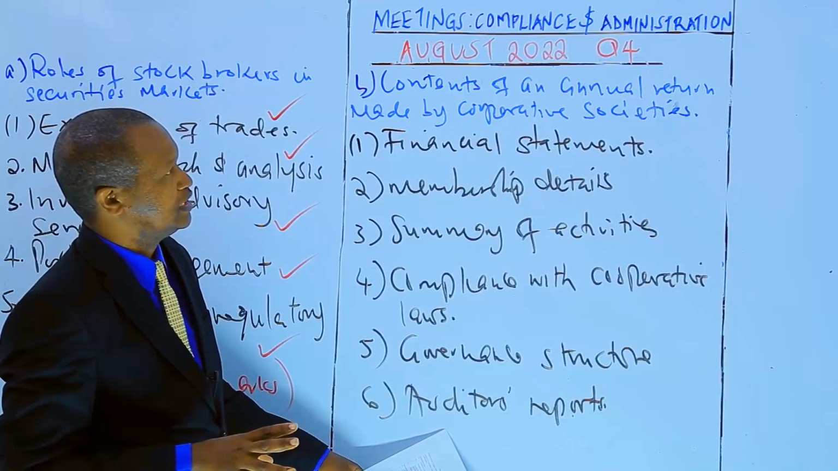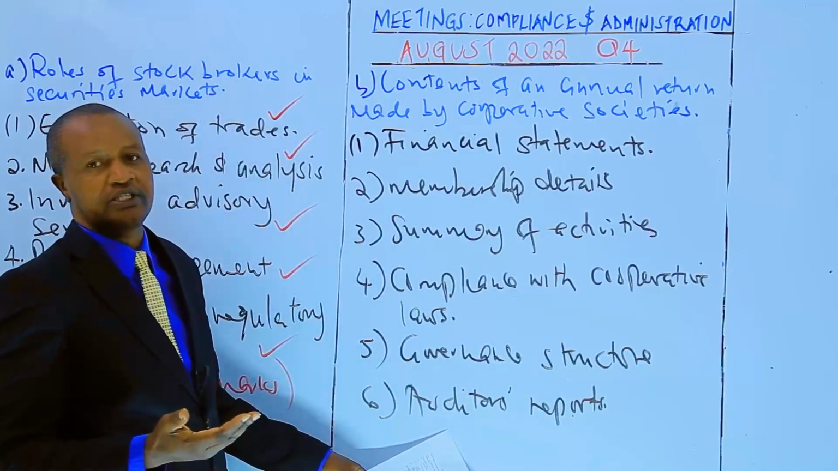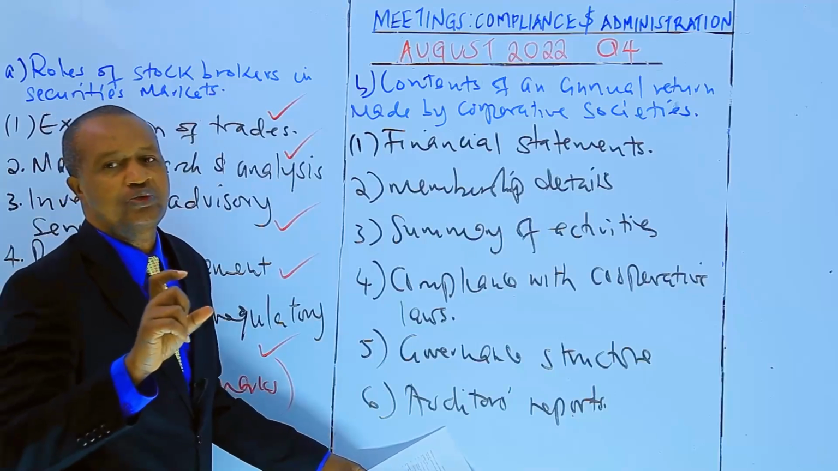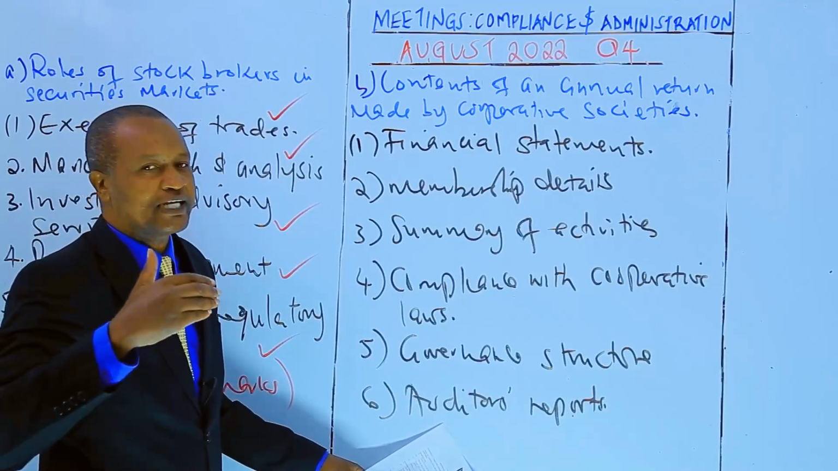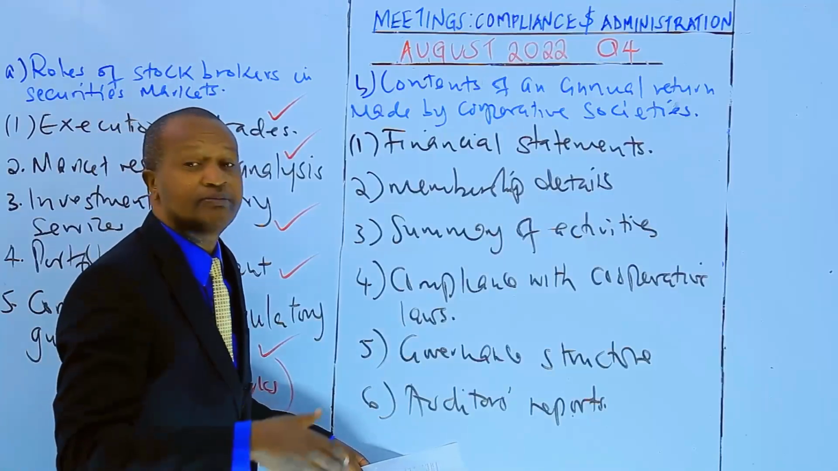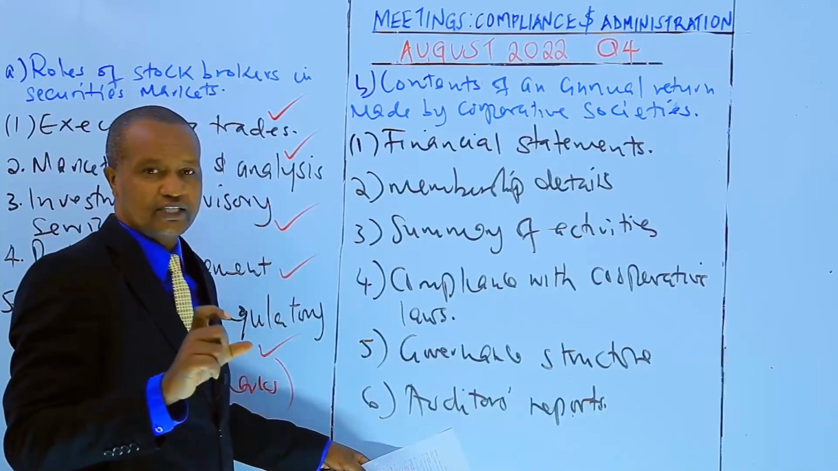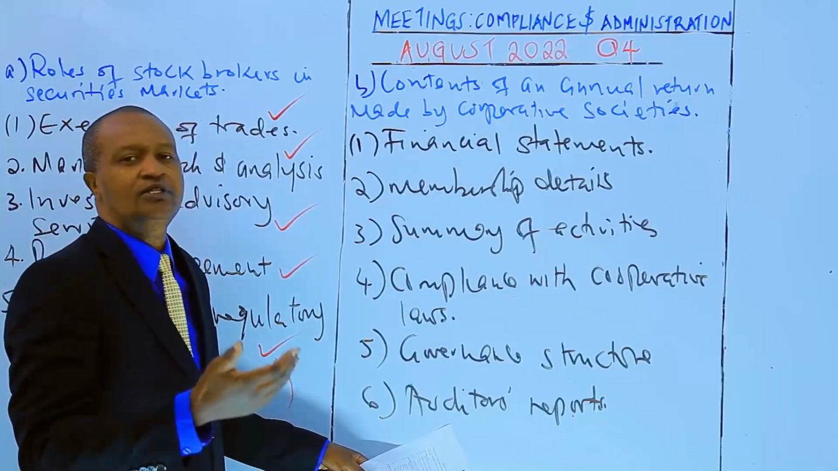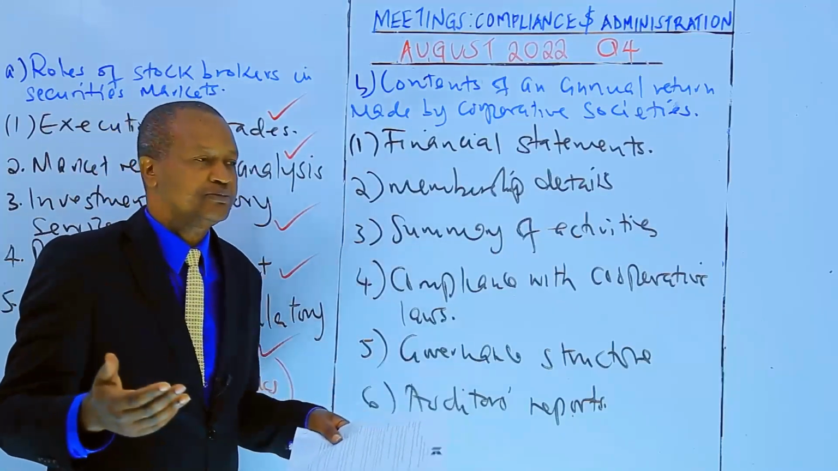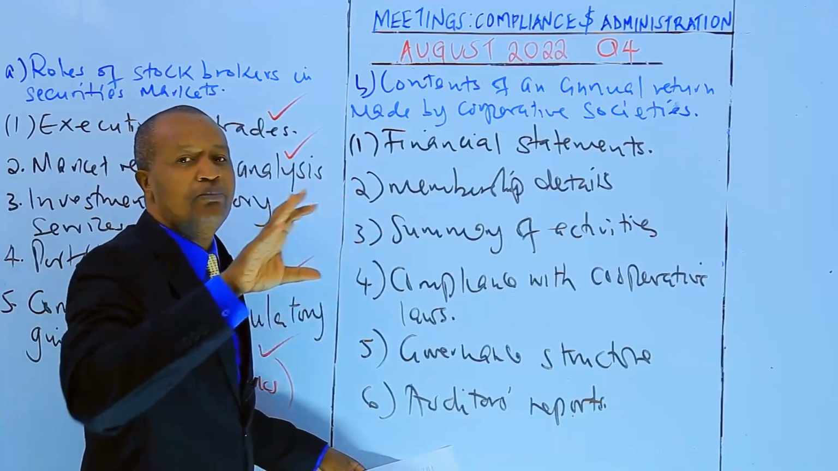Then the annual return may also have a governance structure. The return includes information about the governance structure of the cooperative society, and that may include details of board of directors, management team, and any changes in leadership or composition of the society's governing body.